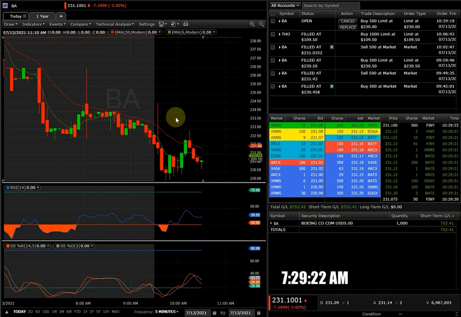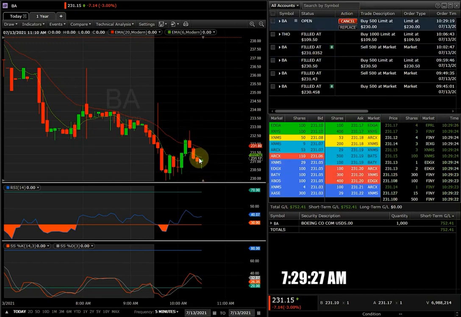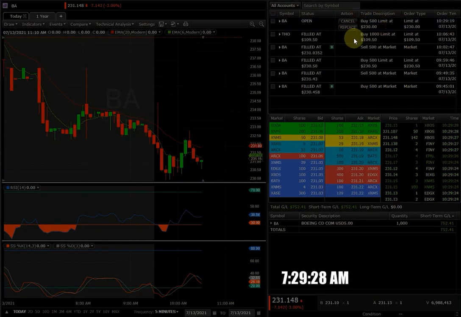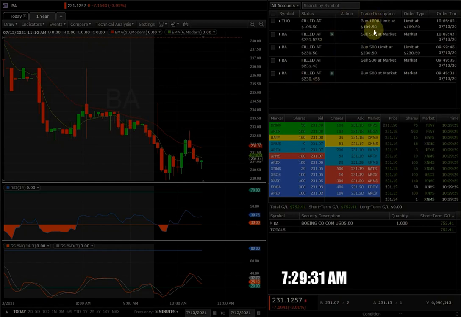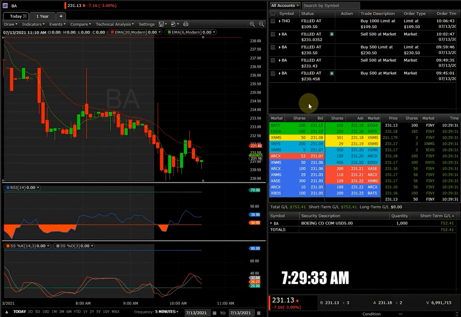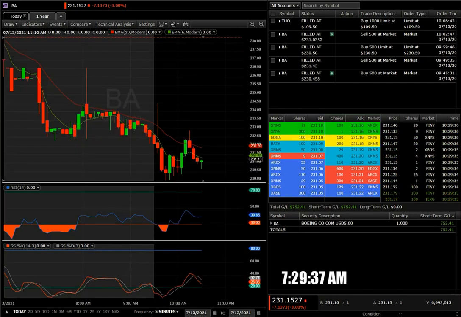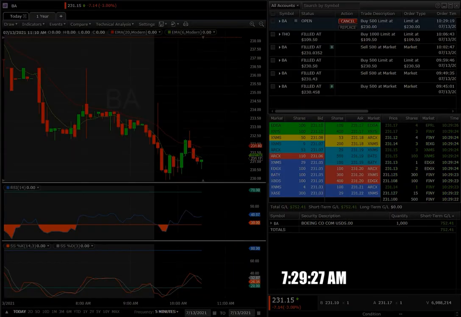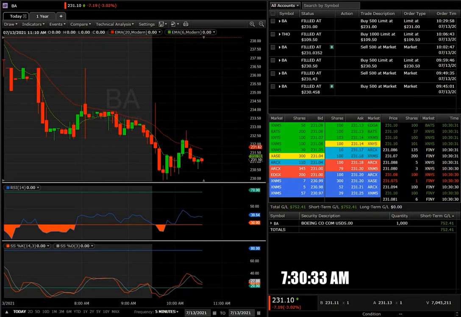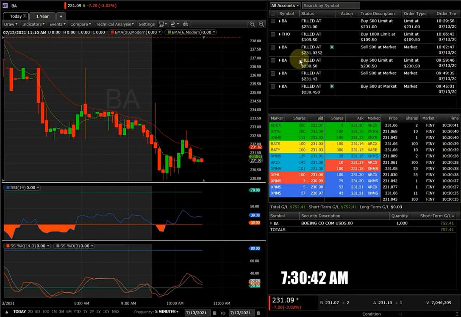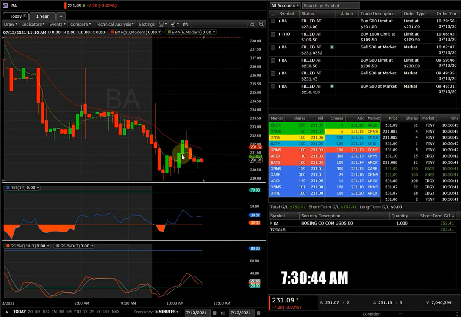There we go. So it's forming a pin bar, right? Red, red, red pin bar. That's a reversal signal. So I decided to enter at the whole dollar, 500 shares again. This is like the third time I've traded Boeing. So it's almost the whole 5 minute. Looks good. And next candle. There we go. It got filled. Okay. So I'm in Boeing again.